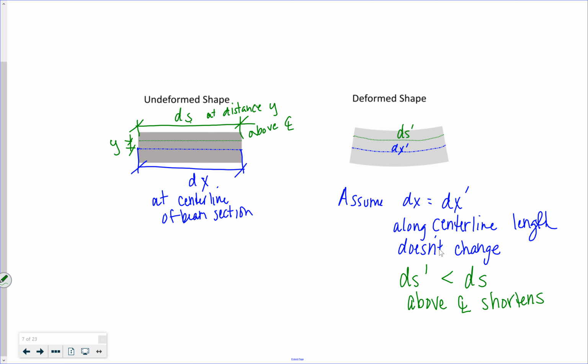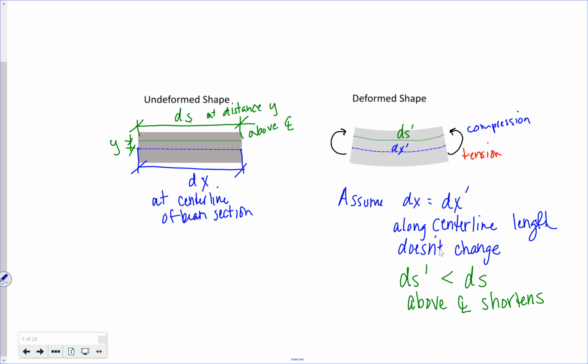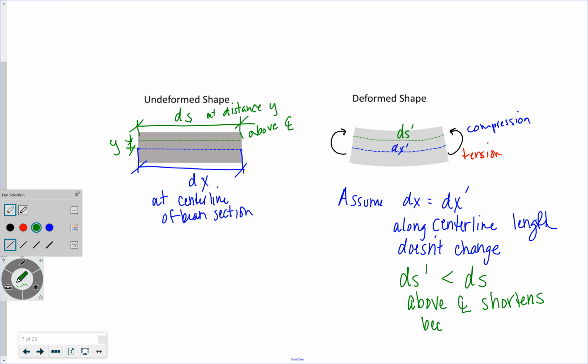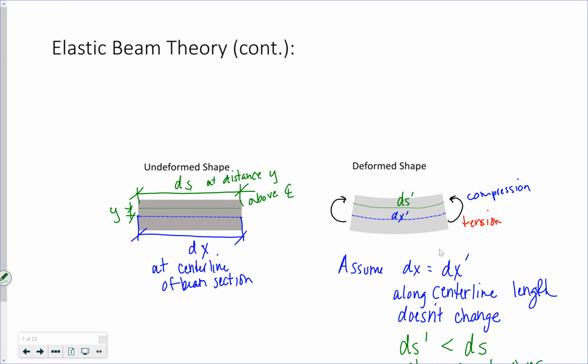All right. We can maybe just remind ourselves of the moment. Got a moment, then the bottom half is in tension, and the top half is in compression. So ds prime shortens because it's in compression. So, maybe hard to tell, but this is actually like a little curve, an arc.